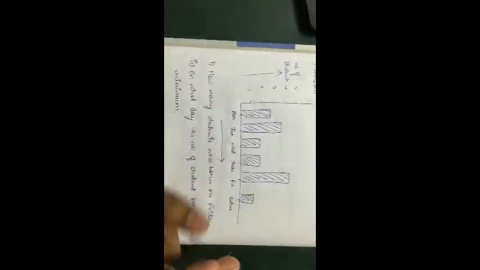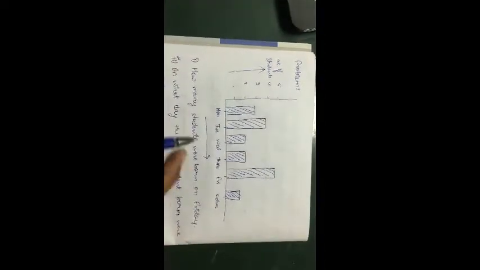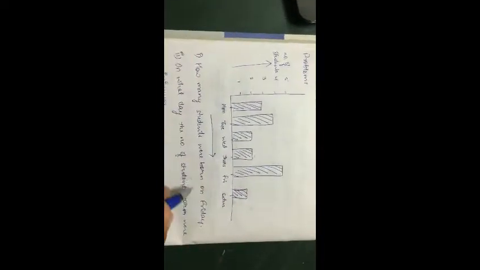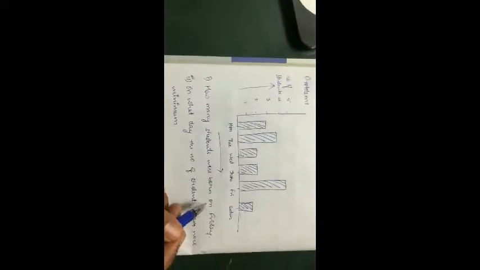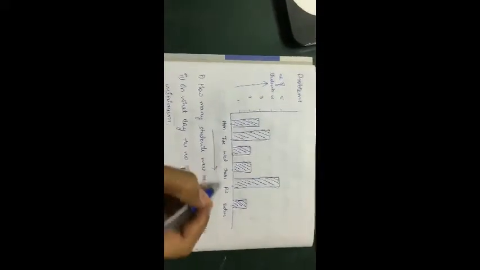For the given graph, the first question is how many students were born on Friday. So we are supposed to find the number of students born on Friday. We'll look for Friday here, and the number of students given is 5. So the answer to the very first question will be 5, the number of students born on Friday.